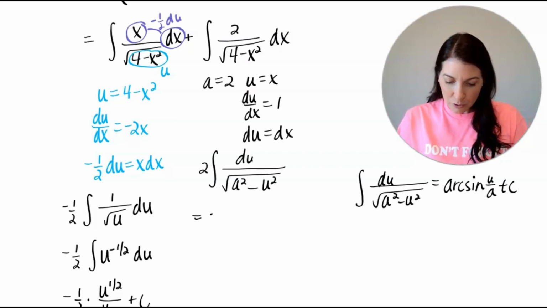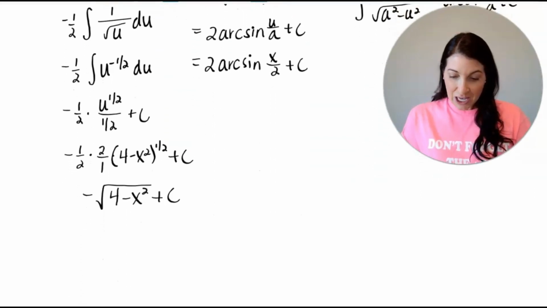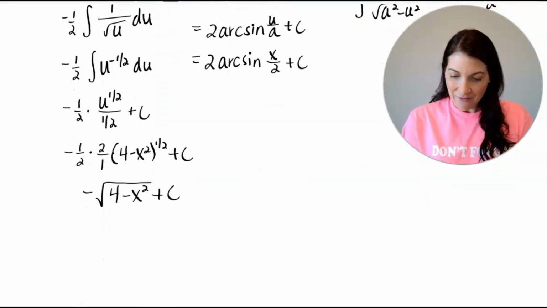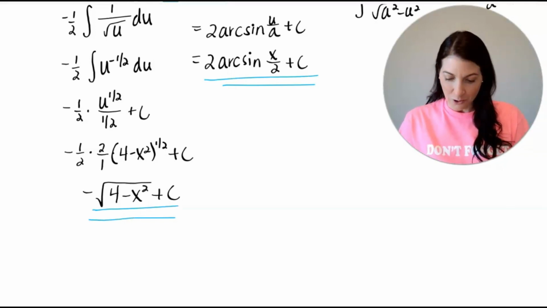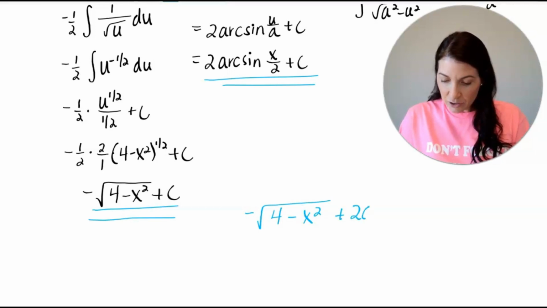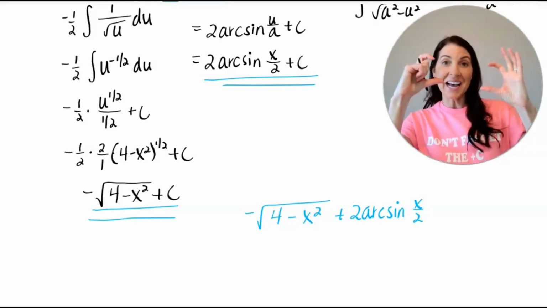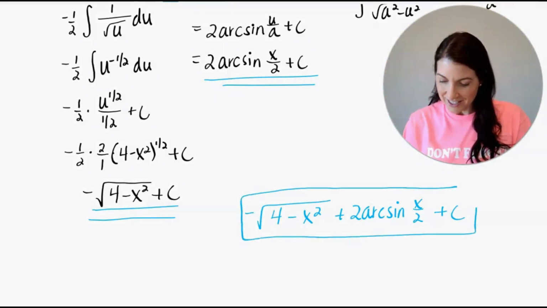Like I said, this would produce an arc sine function, so this would be 2 arc sine of u over a plus c. Plugging back in our u as x and our a value as 2, you can see that would be the antiderivative. So my final answer, if I combine this answer with this answer, is going to be negative square root of 4 minus x squared plus 2 arc sine of x divided by 2, and because a constant plus a constant is a constant, I can just put a single plus c at the very end.